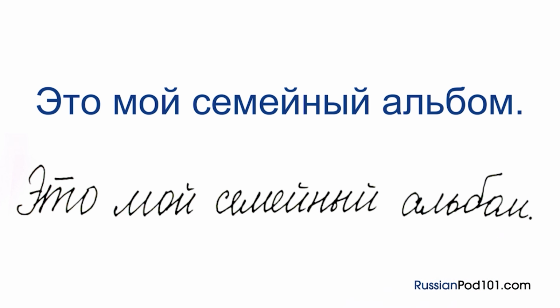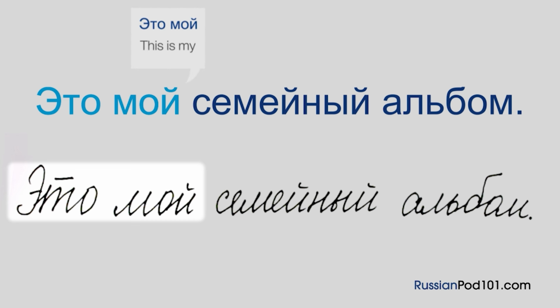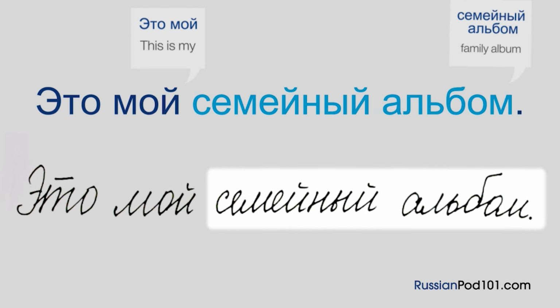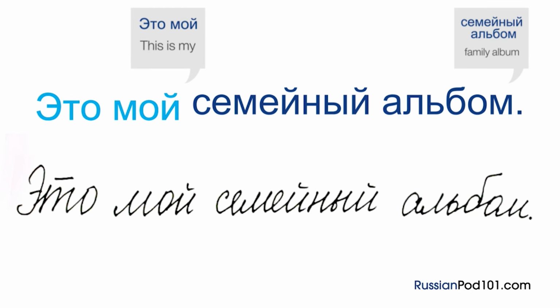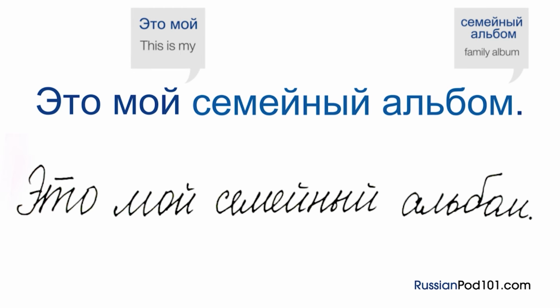Here's a sentence that has several hooking letters. You will recognize some of the words here. Это мой means this is my, and семейный альбом means family album. Это мой семейный альбом. This is my family album. That's not too hard, right?